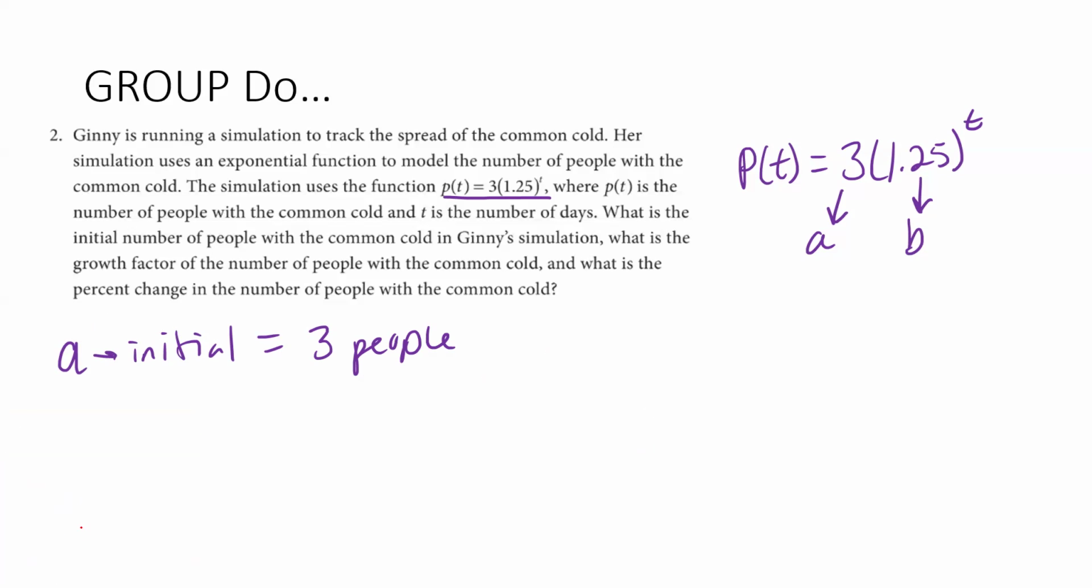After that, you now are on to your next question. It says, what is the growth factor? Well, B is my growth factor. Right? B is my growth factor. What is the value of B? 1.25. That's my growth factor. Yes? So that's what I'm repeatedly multiplying by. Does that make sense? Okay.